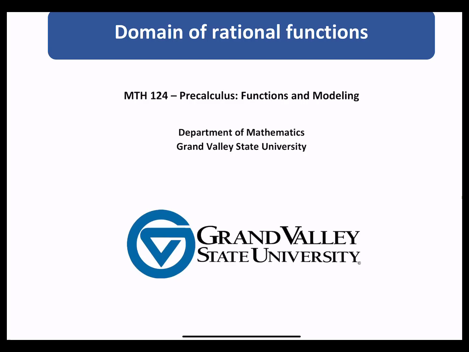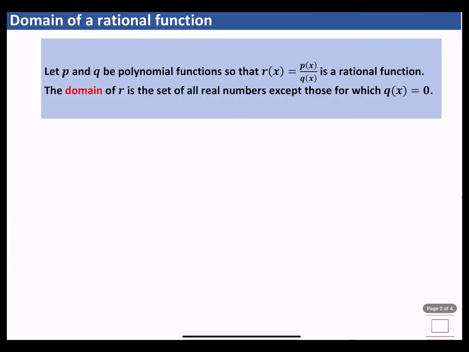Because a rational function can be written in the form r of x equals p of x divided by q of x for some polynomials p and q, we have to be concerned about the possibility that a rational function's denominator is 0. Since polynomial functions have their domain as the set of all real numbers, it follows that any rational function is only undefined at points where its denominator is 0.